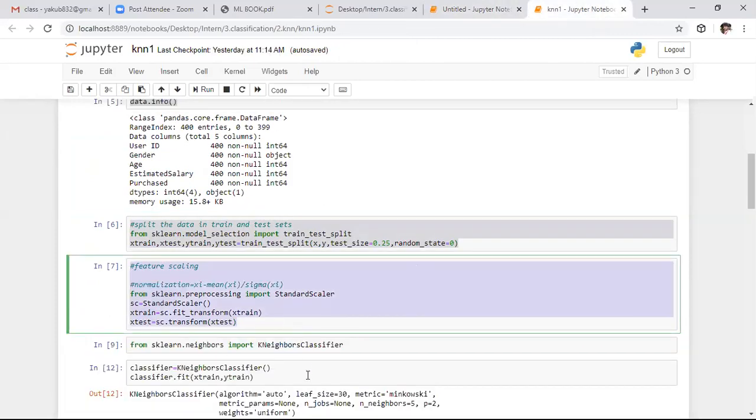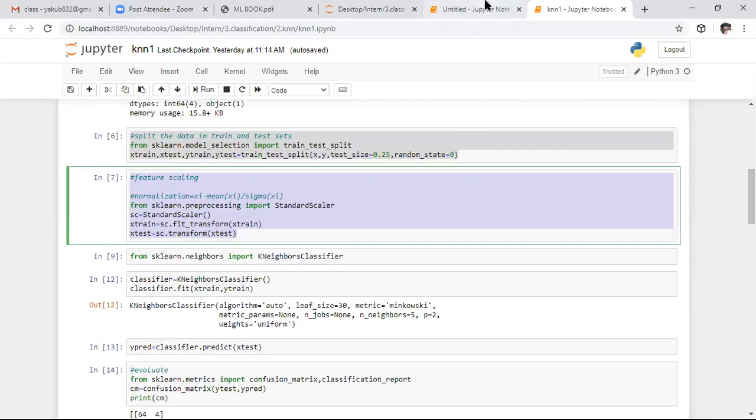Again, we need to apply our algorithm. So here is the different step. Applying the algorithm is different compared to all the other steps. Coming to every algorithm, this is the only thing that differs. So here we need to apply the support vector classifier.